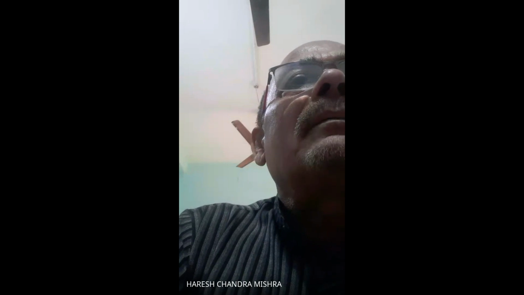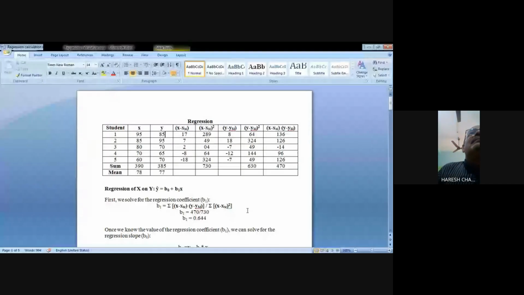Now you see, these are two variables x and y. Oh sorry, let me show. Now I am showing you a regression calculation, linear regression and its calculation, and what you are supposed to get as a question.